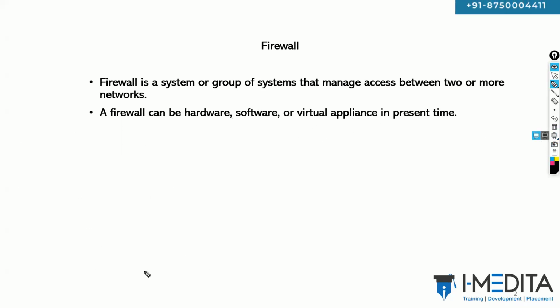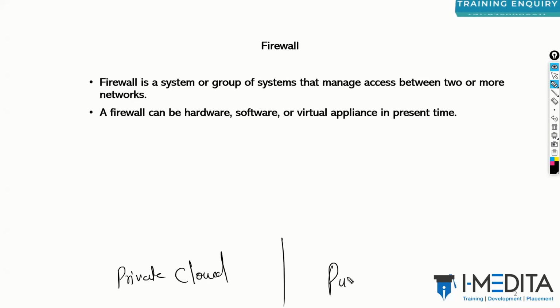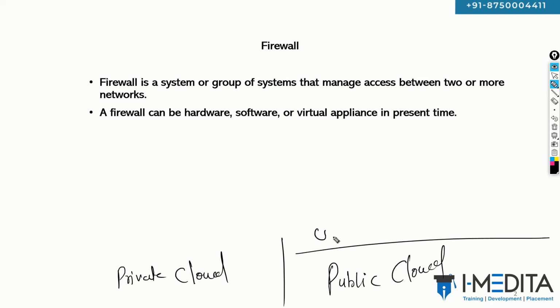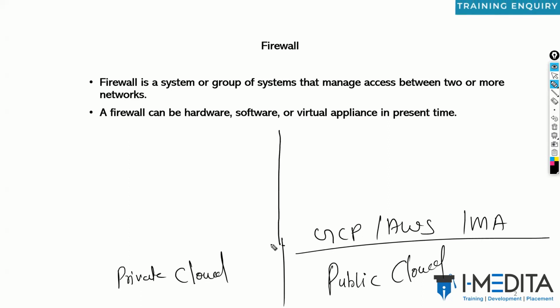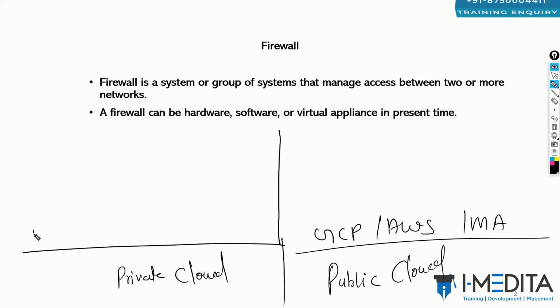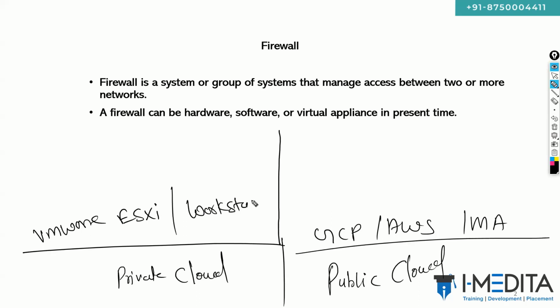Virtual appliance, and yes, we have here private cloud, we have here public cloud: Google Cloud Platform, Amazon Web Services, Microsoft Azure. So we have private cloud and public cloud. Private cloud, VMware ESXi or VMware Workstation, for example, and Google Cloud Platform. So these are our public cloud.